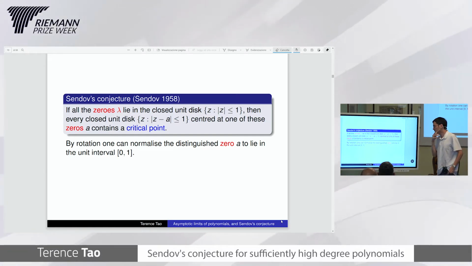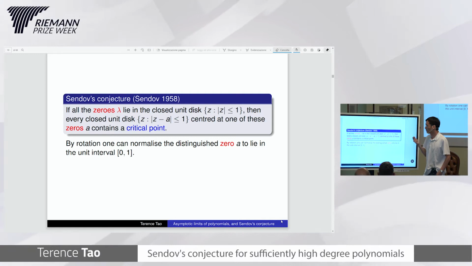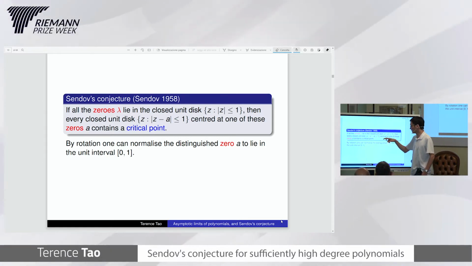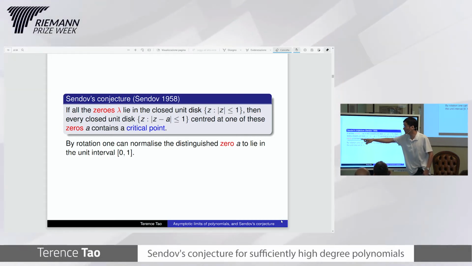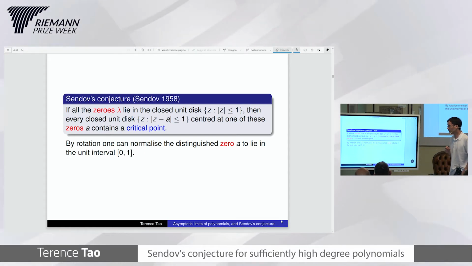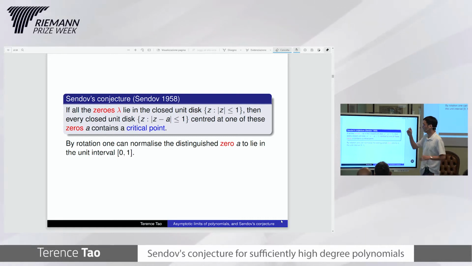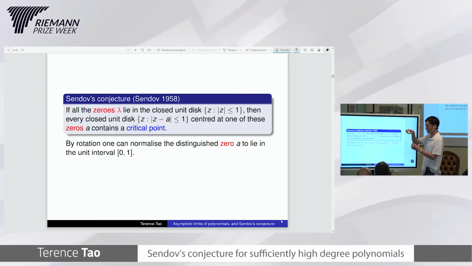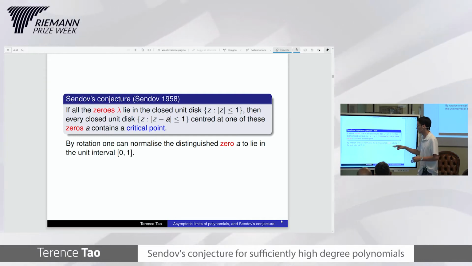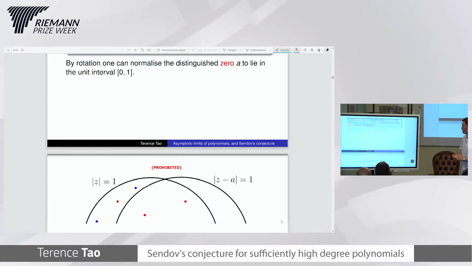And the specific claim is the following: whenever you pick any zero A of your polynomial, it has to be close to a critical point. The correct notion of close turns out to be unit distance. So for every zero, there must be a critical point within distance 1 of the zero. Now this zero could be anywhere in the unit disk, but the problem is rotation invariant. So you can rotate and assume that the zero lies on the unit interval from 0 to 1. Okay, so next slide, please.